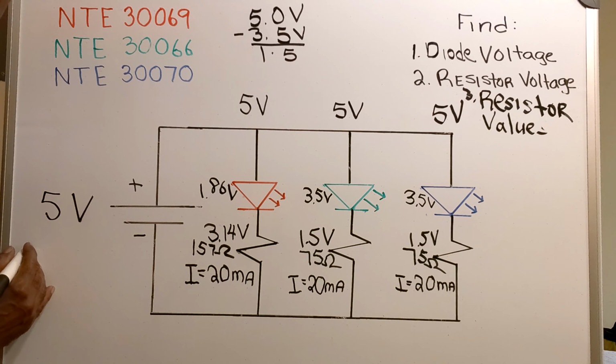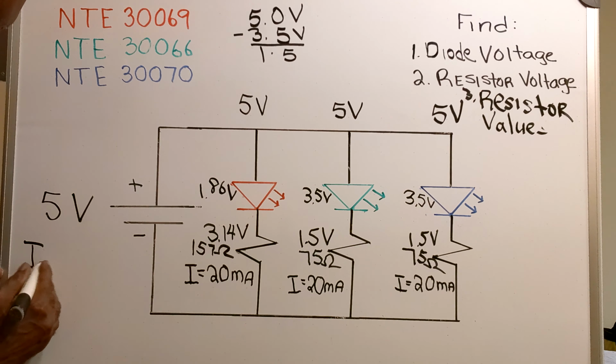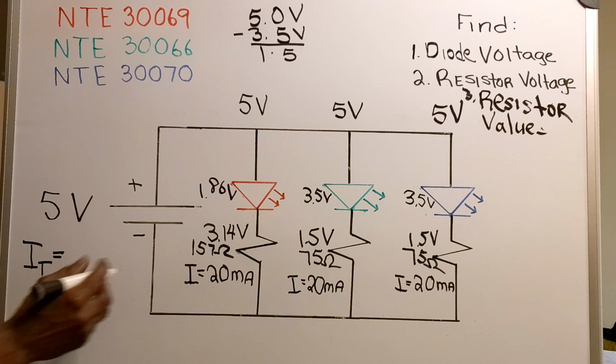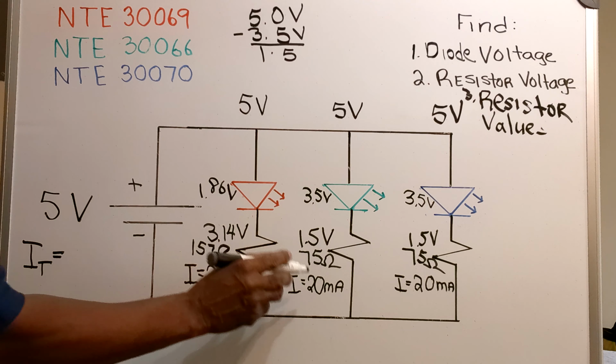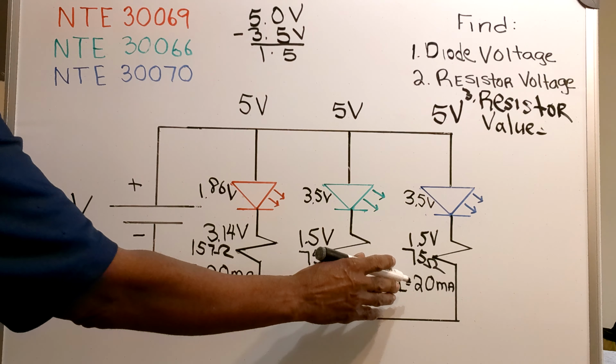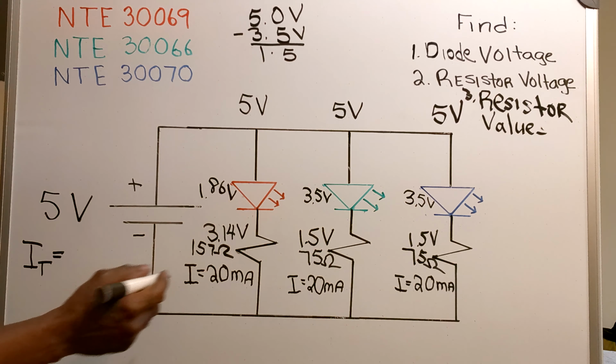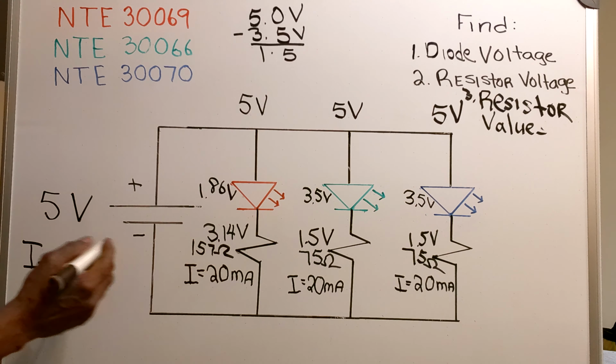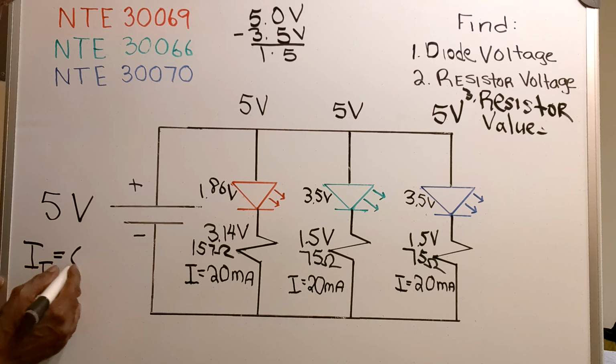And the total current in the parallel circuit is the sum of all 3 currents. And the sum of all 3 currents will give you 60 milliamps.